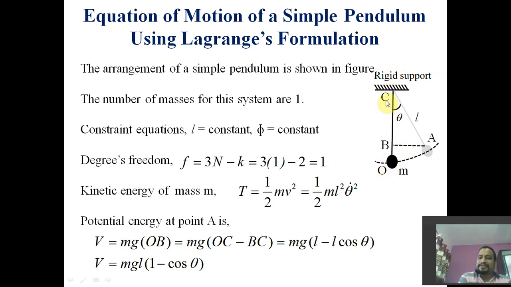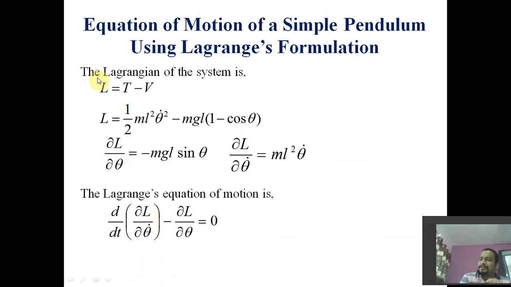OB equals OC minus CB. OC is the total length of the string, L, minus BC, which we can find from the geometry. BC is L cos theta here, and simplifying we get V equal to mgL into 1 minus cos theta.